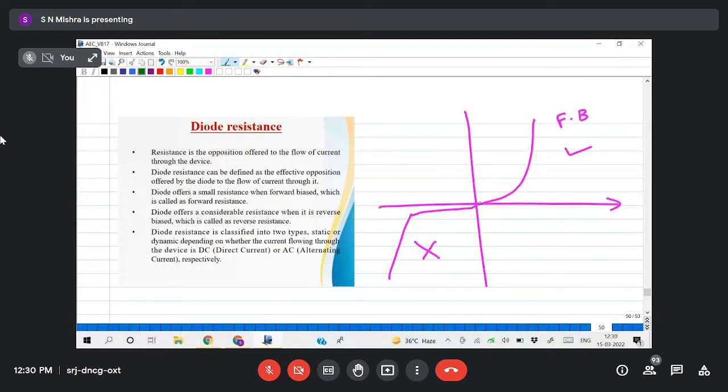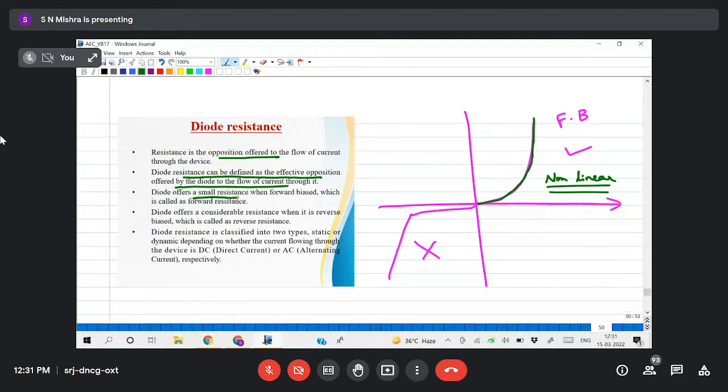This graph, forward bias condition, is it linear or non-linear? Non-linear. Okay, so it will not obey Ohm's law, but still we get resistance because current is flowing and we are applying voltage. So resistance is defined as opposition offered by the material to flow of current. So diode resistance can be defined as the effective opposition offered by the diode to flow the current through it.